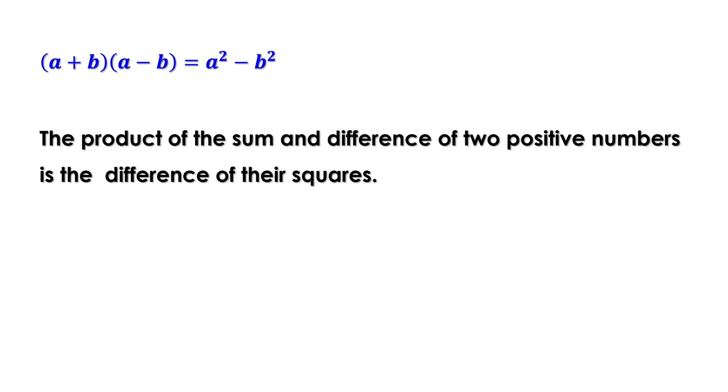Now let us recall what we have learned today. (a + b)(a − b) is equal to a² − b², or the product of the sum and difference of two positive numbers is the difference of the squares. Now a homework: 26.5 × 23.5. We shall discuss the remaining part in the next video.